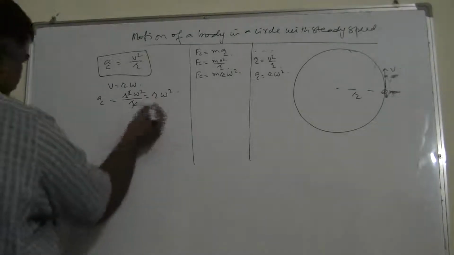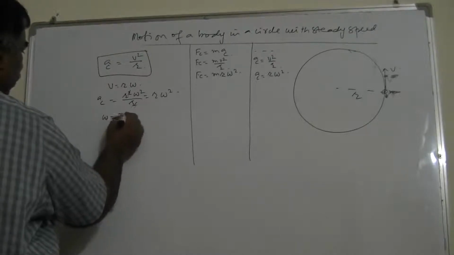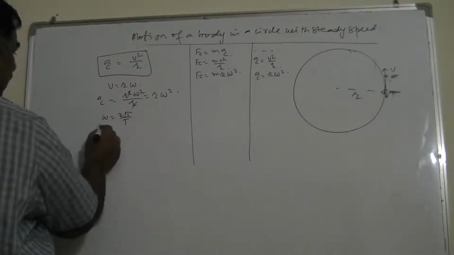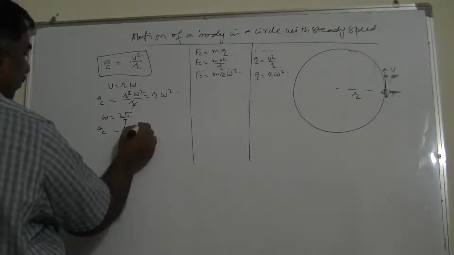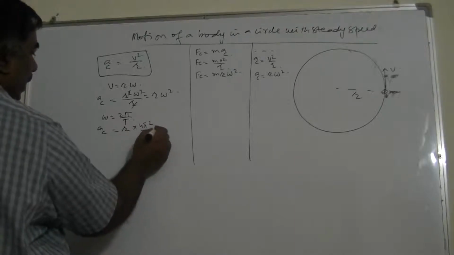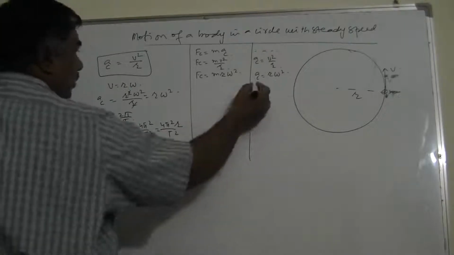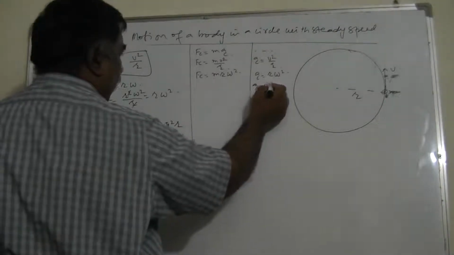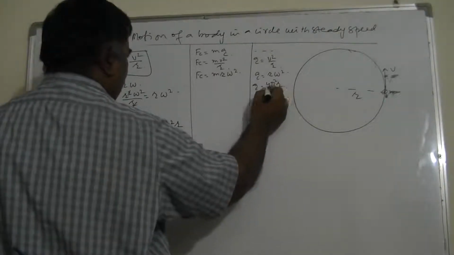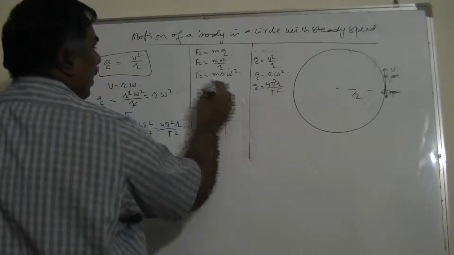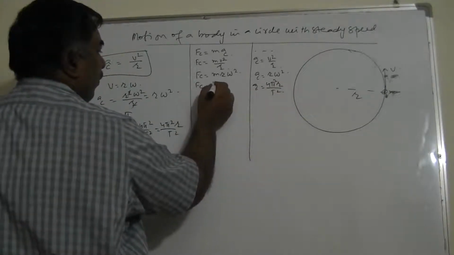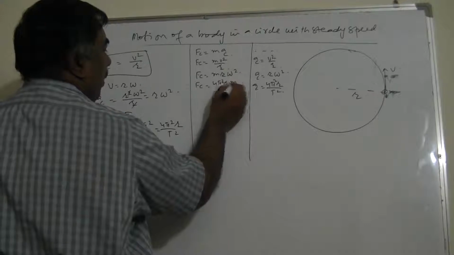For example, I can go further. I can say omega is equal to 2 pi upon capital T. So centripetal acceleration will be r into 4 pi square upon T square. So it's 4 pi square r upon T square. So centripetal acceleration is 4 pi square r upon T square. Here I write Fc is equal to 4 pi square r m upon T square.